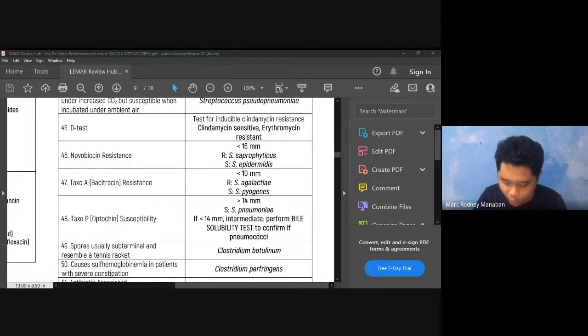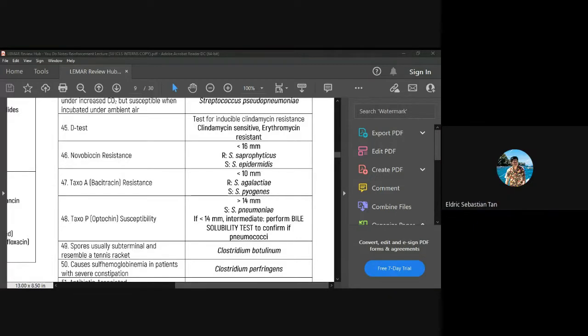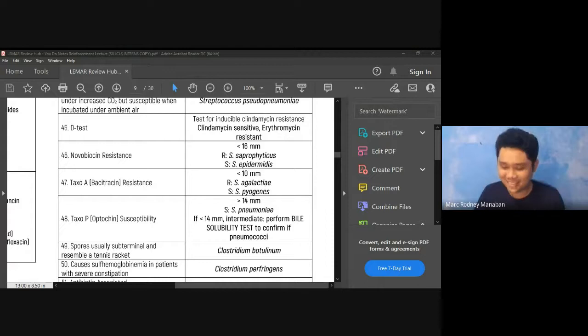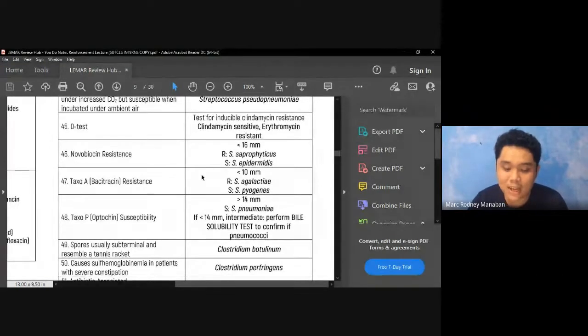If Taxo P is optochin and Taxo A is bacitracin, who is Taxo N? Oxidase. Wow, very good. That's oxidase, Taxo N is oxidase. Take note of that. Alright, okay. So that is for Taxo P.